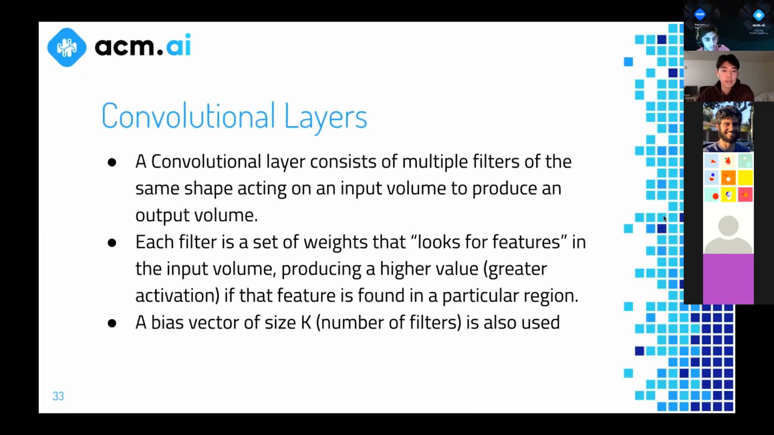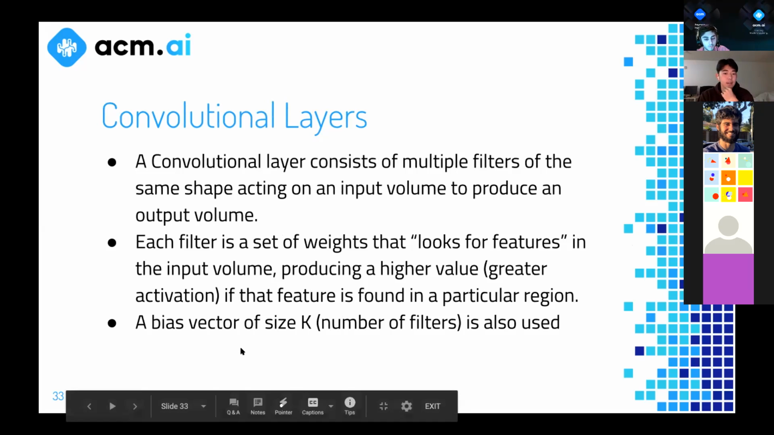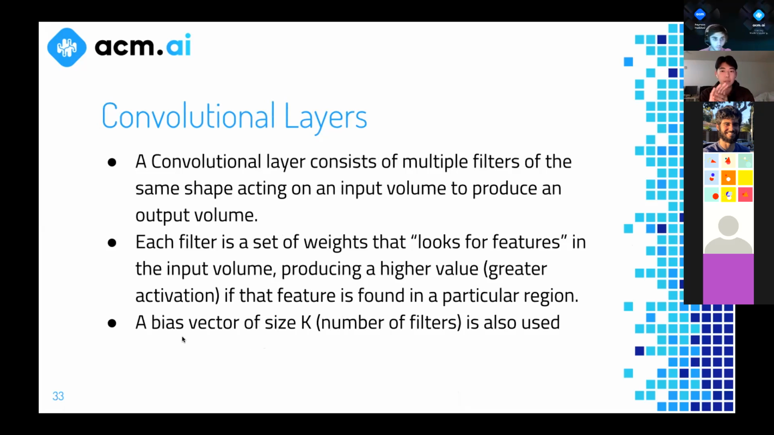So speaking of convolutional layers, this is the crux of this architecture. A convolutional layer will consist of multiple of these 2D outputting filters on the same input volume to map to an eventual output volume. Each filter is a set of weights that is looking for features within the input volume, and we'll get into how it does this and why. And then we can also have a bias vector of size k, being the number of filters to use.